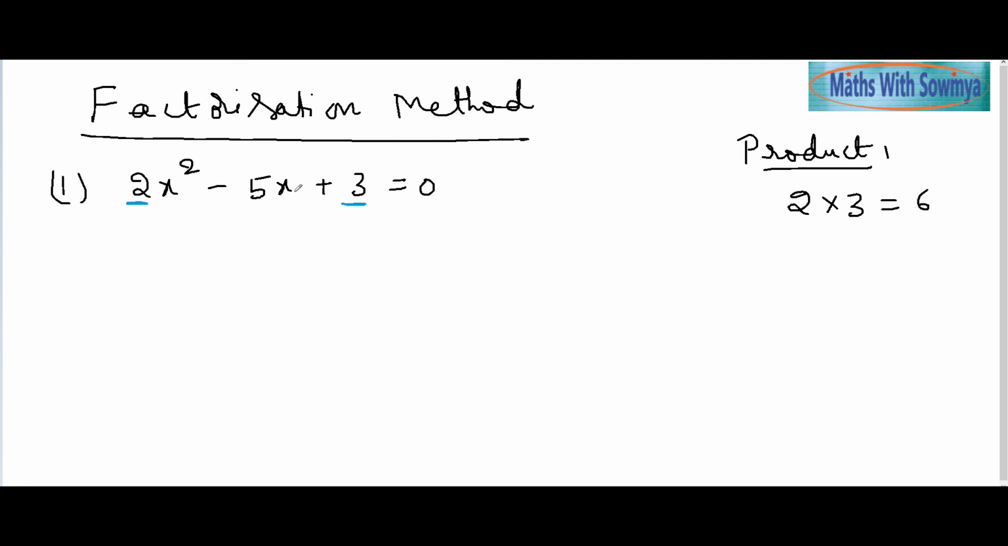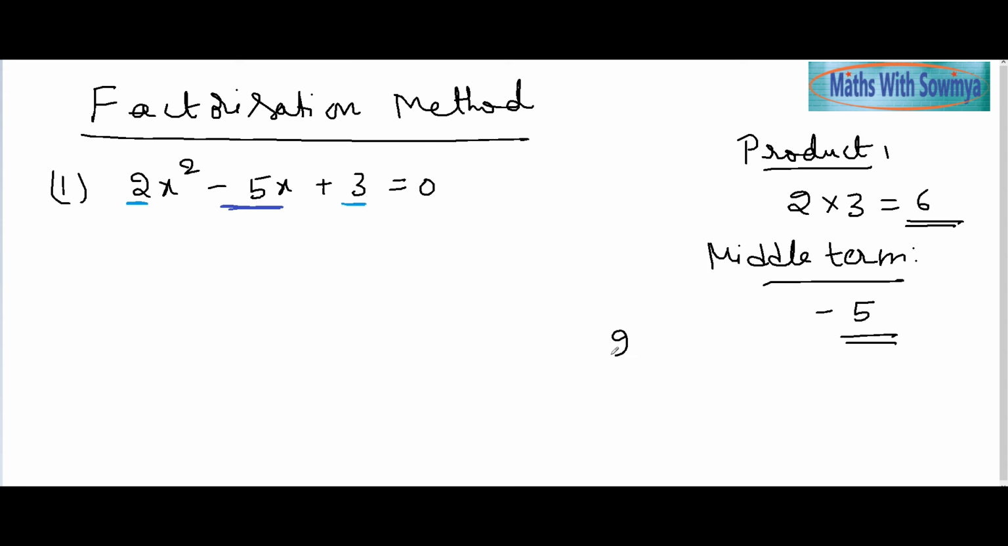Then you see the middle term. What is my middle term? Middle term is minus 5. Now you have to select any two numbers such that when you multiply, you should get the product, and when you add or subtract, you should get the middle term.